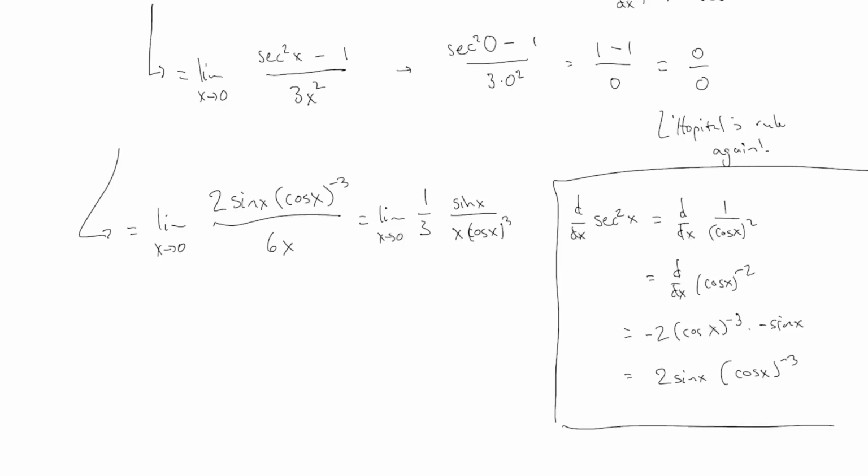Anyway, plug in the value. Plugging in x going to 0, I get 1/3 sine of 0 over 0 times cosine 0 cubed. And what does that give me? We have 1/3 out front. Sine of 0 on top is 0. On the bottom, 0 times cosine of 0, which is 1, so 0 times 1 cubed. That, my friends, is again 0 over 0.